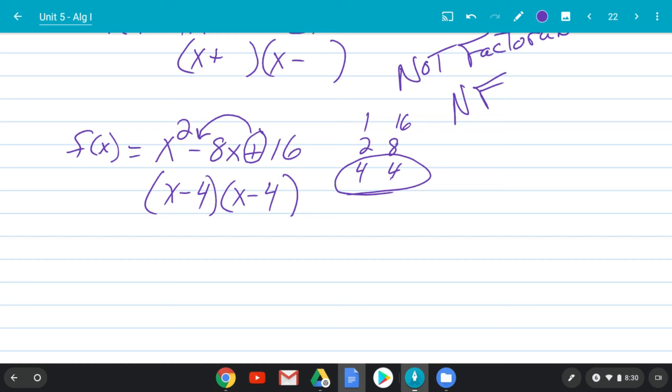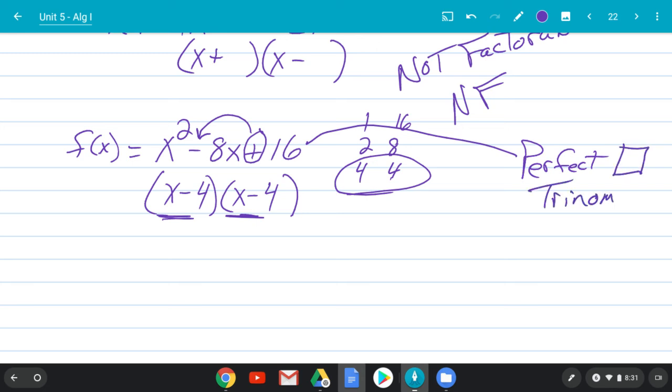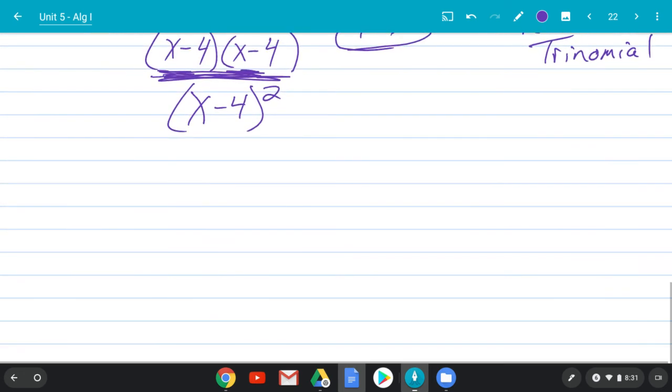Cool. Hey, side note, see how these are both exactly the same? This is a perfect square trinomial. We've talked about those in the past, haven't we? Okay, that's a perfect square trinomial. By the way, I could rewrite this down here as x minus 4 squared, couldn't I? Cool. Doing good? Let's do a couple more.